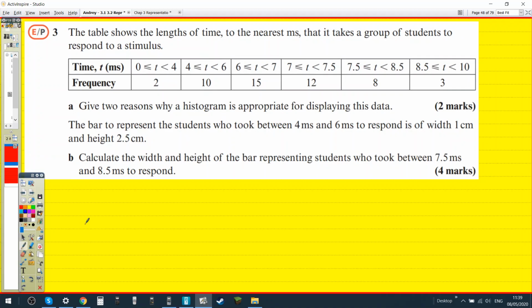Is it because it's grouped continuous? Yep. So that is grouped continuous data. One mark for grouped, one mark for continuous. Okay. Question B.